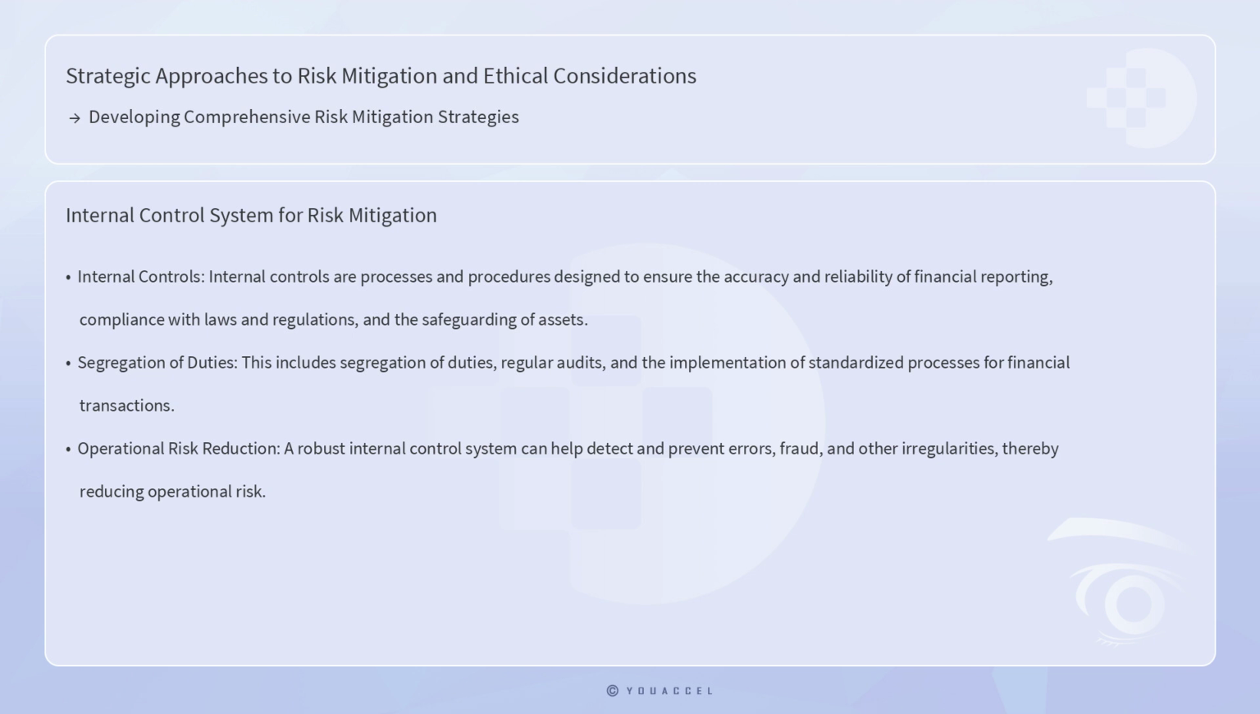Effective risk mitigation also requires a strong internal control system. Internal controls are processes and procedures designed to ensure the accuracy and reliability of financial reporting, compliance with laws and regulations, and the safeguarding of assets. This includes segregation of duties, regular audits, and the implementation of standardized processes for financial transactions. A robust internal control system can help detect and prevent errors, fraud, and other irregularities, thereby reducing operational risk.